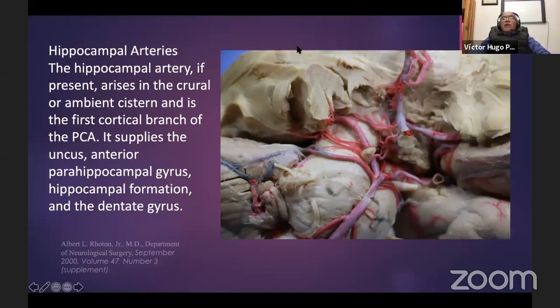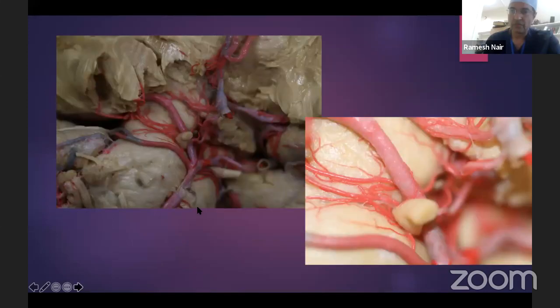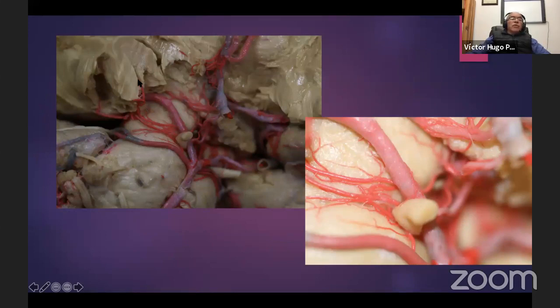This is a dissection of white fibers in this brain. We can see here this hippocampal artery coming from this posterior cerebral artery. This is really a nice dissection because when you find this artery, you can look at how this artery is irrigating the hippocampal formation, like in this picture. Here we have another view of this.